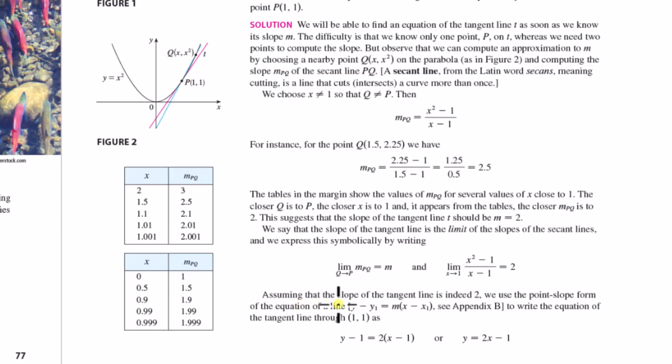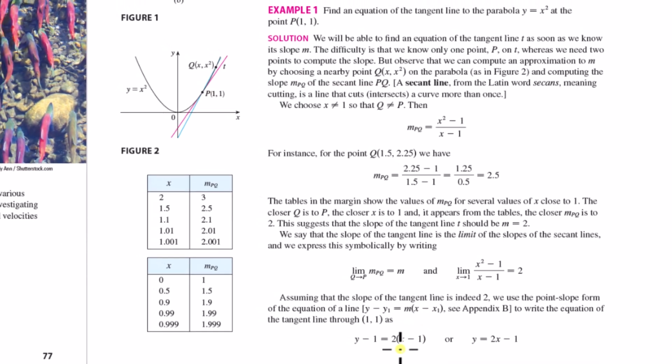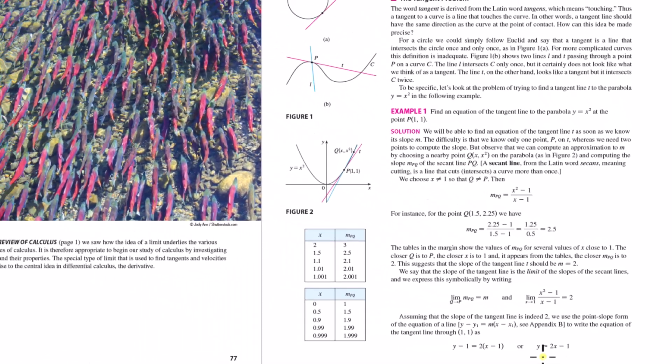So assuming that the slope of the tangent line is indeed 2, well then, now we have a point and a slope, and so we could just use the point-slope form of the equation of a line, y minus y1 equals m times x minus x1, to get the tangent line. y equals 2x minus 1.